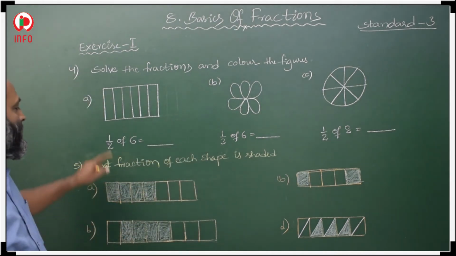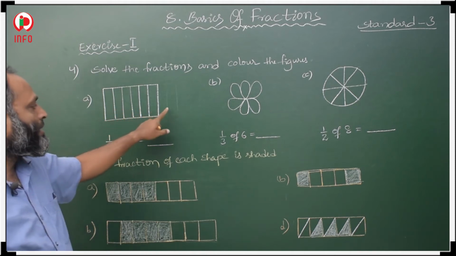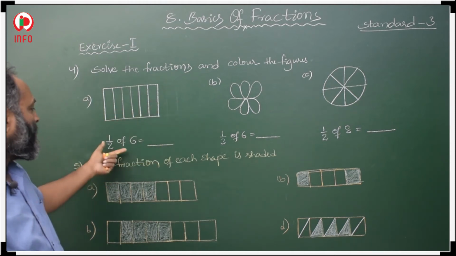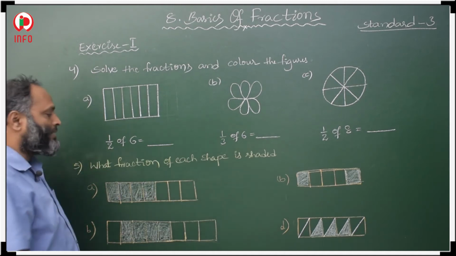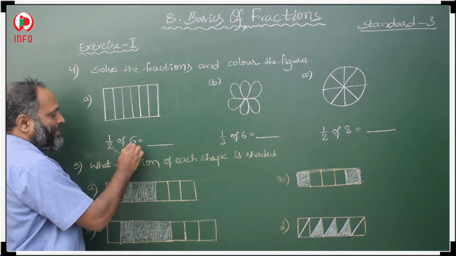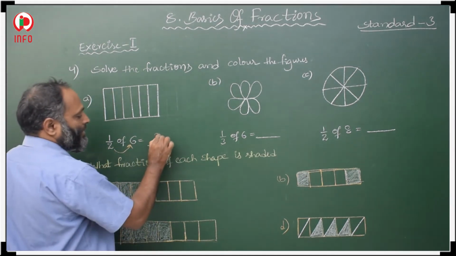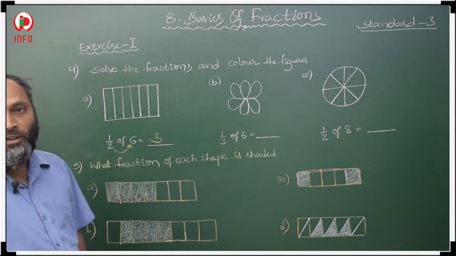It is not 1/6, it is half of 6. How many parts are there? 1, 2, 3, 4, 5, 6. These are 6 parts, and half of 6 means we check in the 2 table. When you get this 6 in the 2 table, 2 3s are 6, that we have to write.